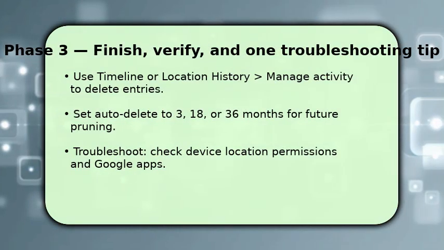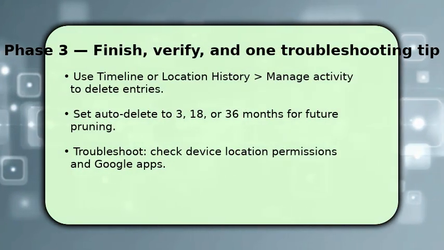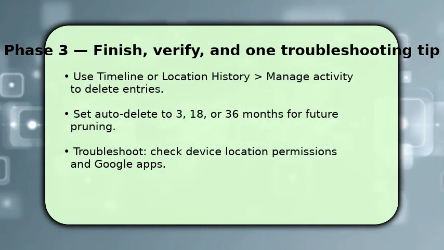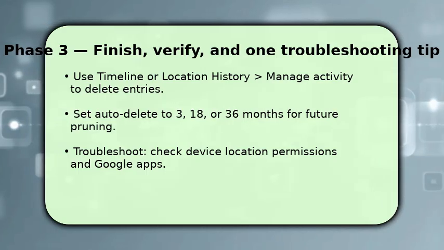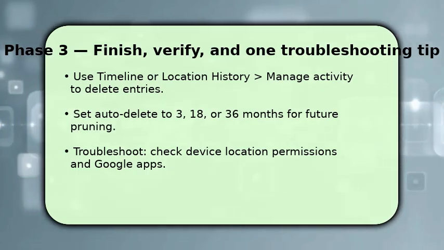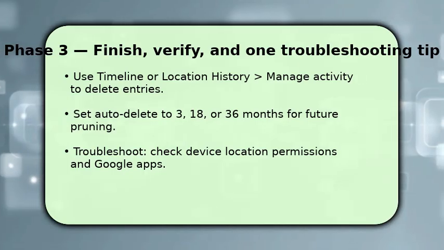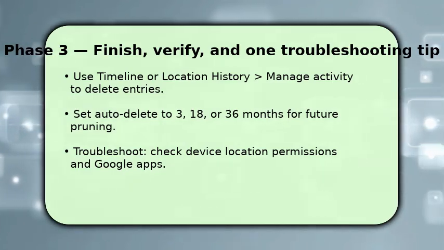Finish by removing existing location records. In Location Histories, Manage Activity or Timeline, select and delete the entries you don't want. Then set Auto-Delete to a period like 3, 18, or 36 months to keep new data from accumulating.